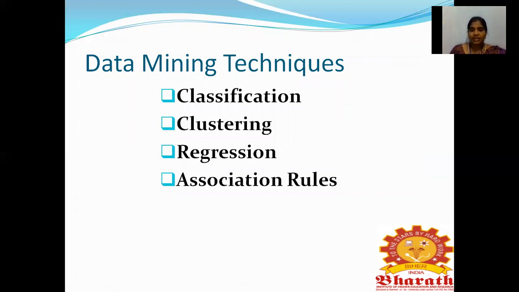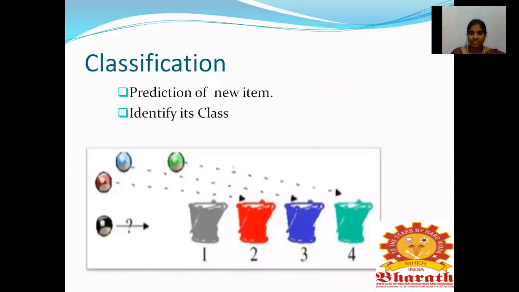First one is classification. Predicting the new item, prediction of a new item and identifying the class. Here we are going to separate the data into classes, and we are going to put the same data into the same class, making a group.